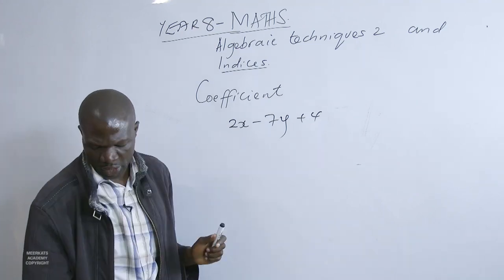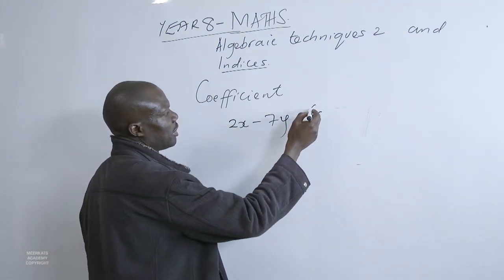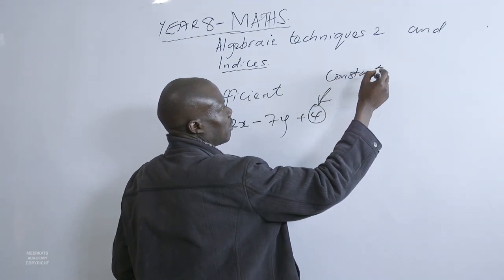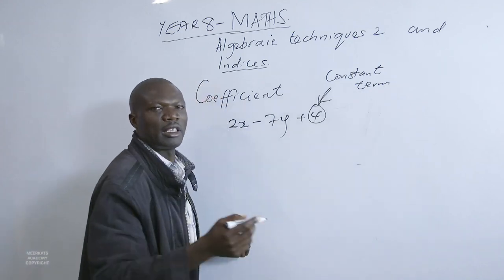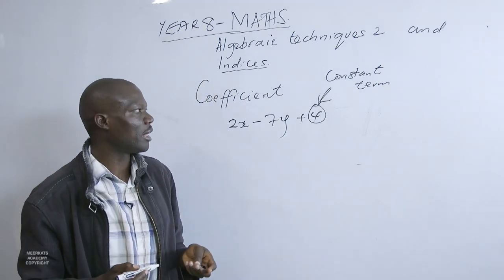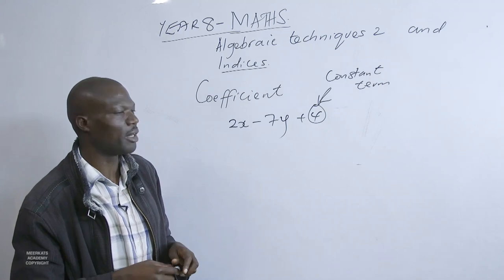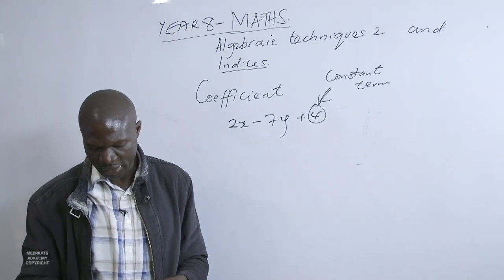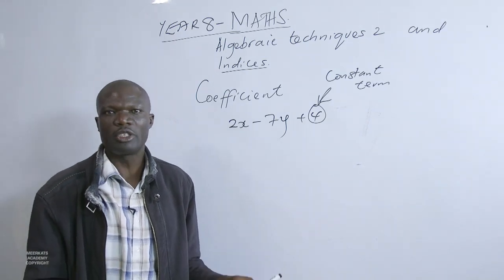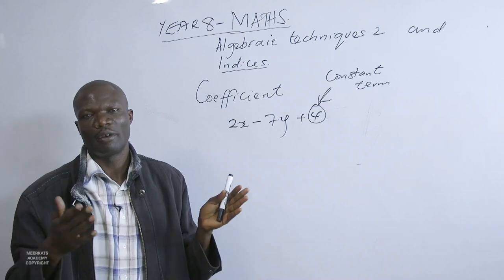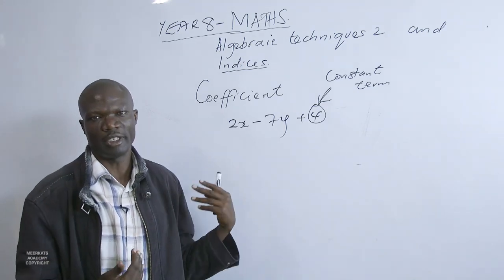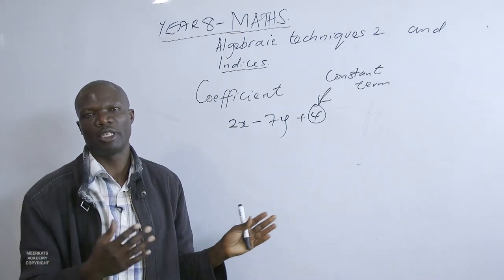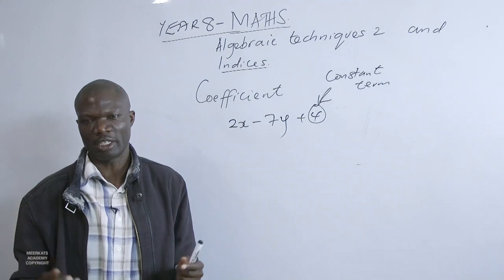Now, the last part we are looking at, I'm calling it a constant term, this one here. It doesn't have a pronumeral, neither is it a combination of pronumeral and numbers. It's just a constant, a number as it is. So we need to know some of the words that we use in algebra, because you can use a simple word to mean a statement or an expression.